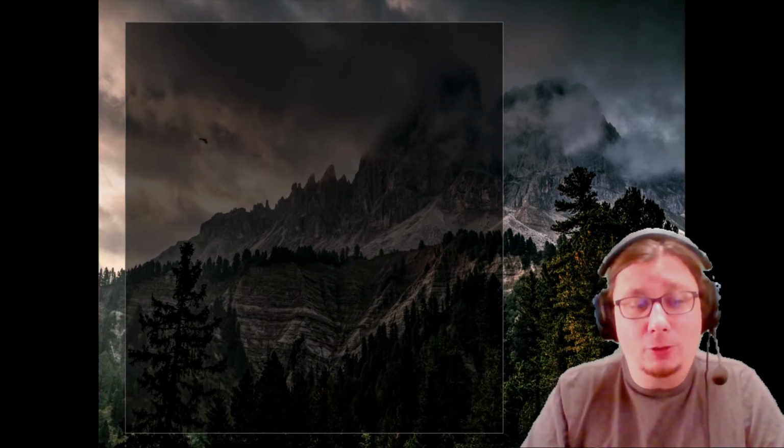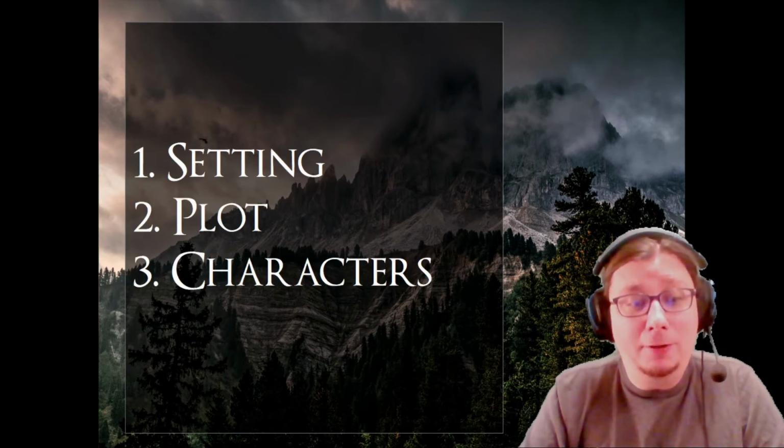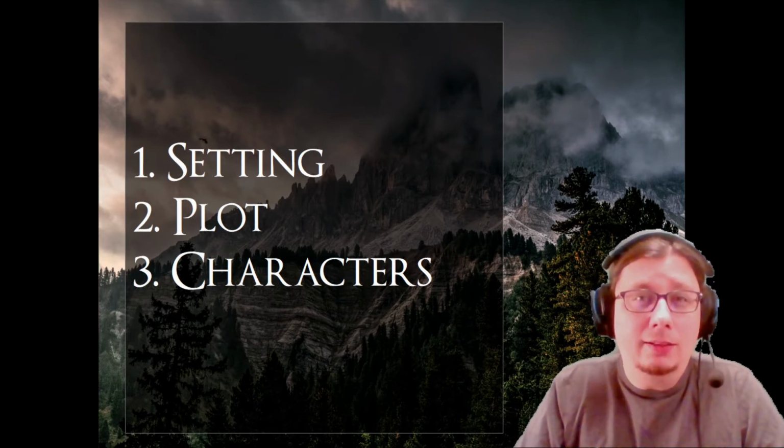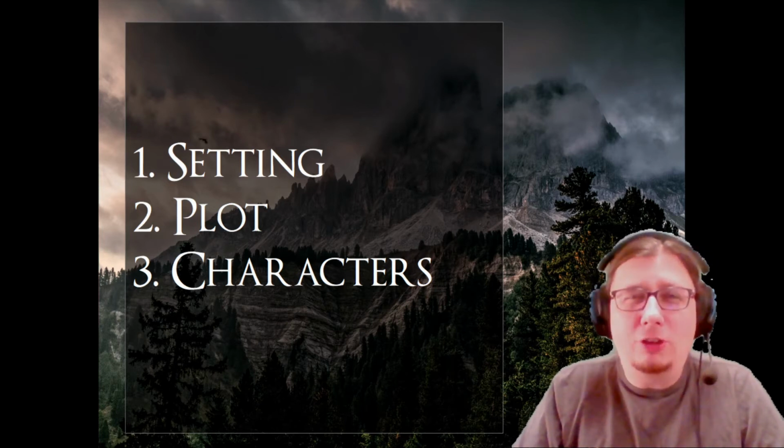Now, every story has three main elements: the setting, the plot, and the characters. Typically, as the different characters interact with each other, it generates the plot and it reveals elements of the setting. They all work together, but where should we start?